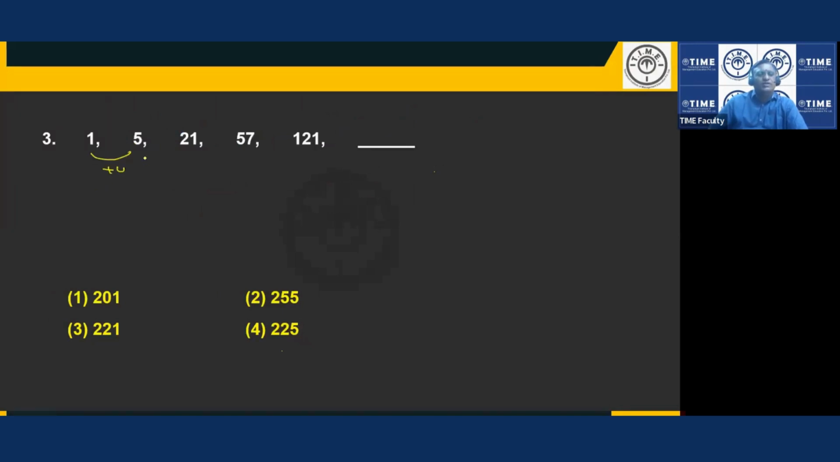1 to 5 is plus 4, 5 to 21 is plus 16, 21 to 57 is plus 36, 57 to 121 is plus 64. If you notice them, you will recognize some numbers. 4 is 2 square, 16 is 4 square, 36 is 6 square, 64 is 8 square. According to this pattern, what is next? 10 square is to be added, so 100. 121 plus 100 is how much? 221. Option number 3 is correct.